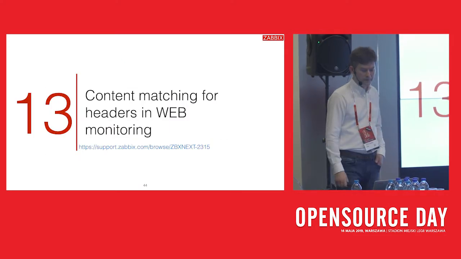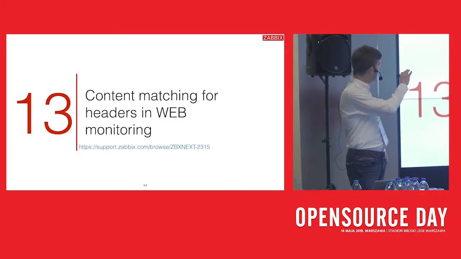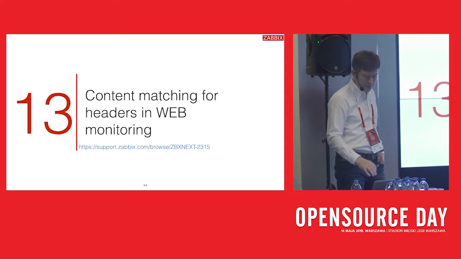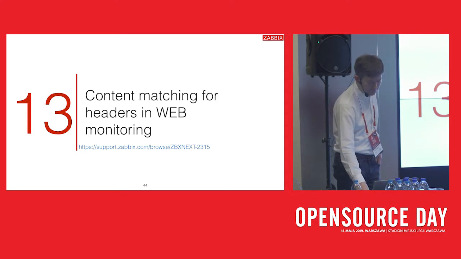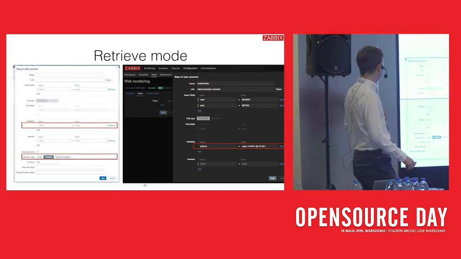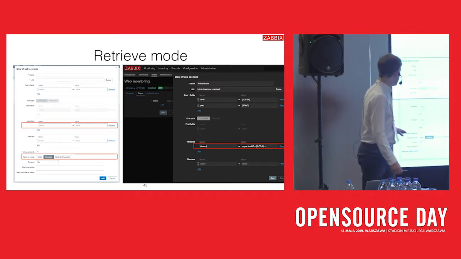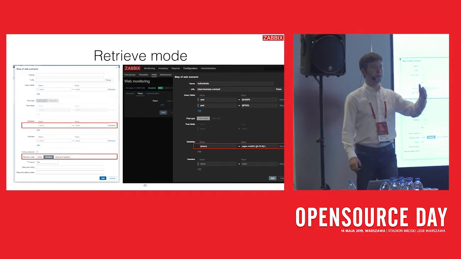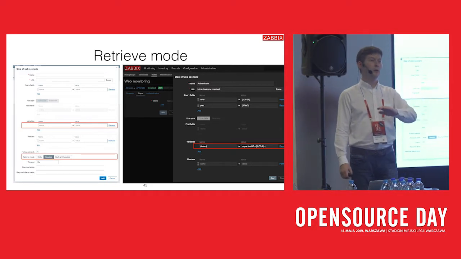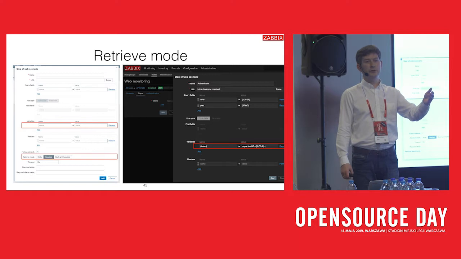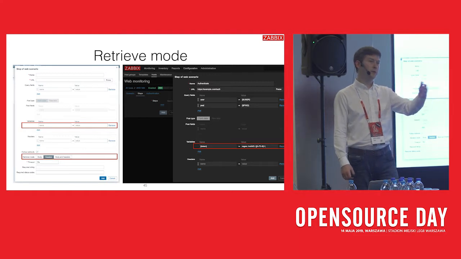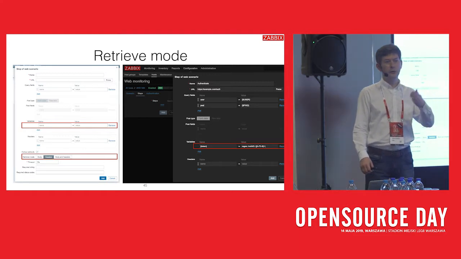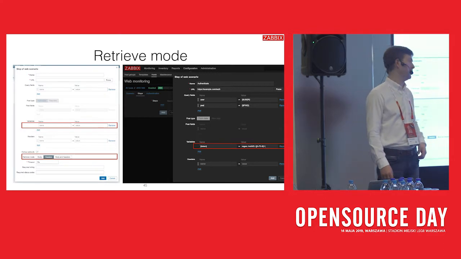What's next? A few minor releases, a few minor features, such as content matching for headers in web monitoring. Now you may specify this when you create web scenarios. Step number 1, user logging in. Step number 2, do something. Step number 3, log out, something like that. So you create a web scenario monitoring in Zabbix.